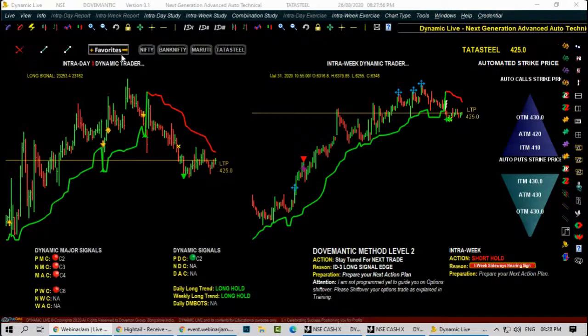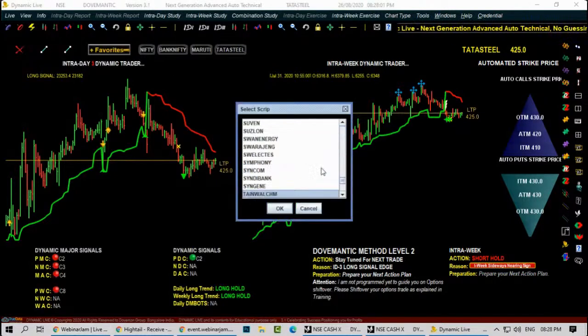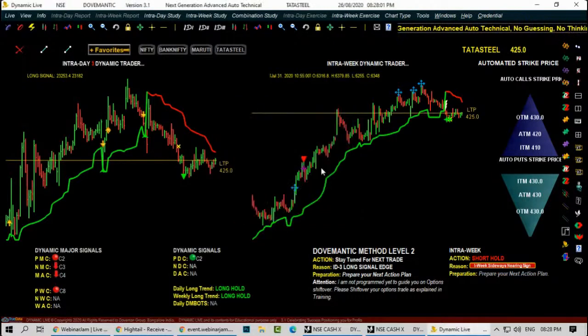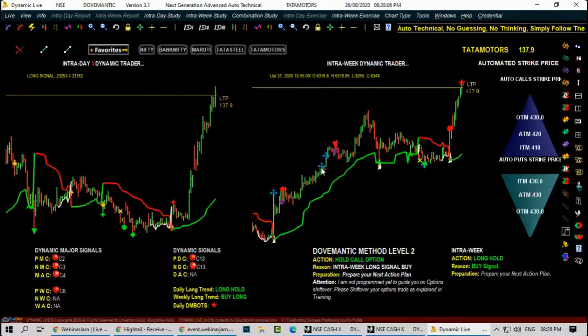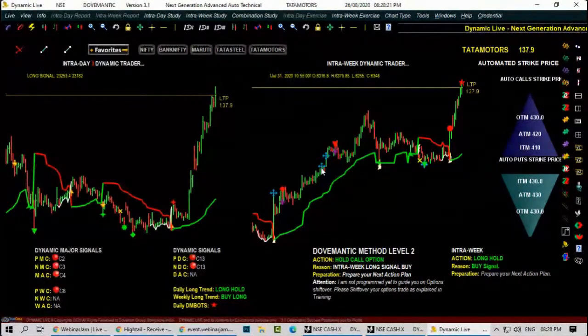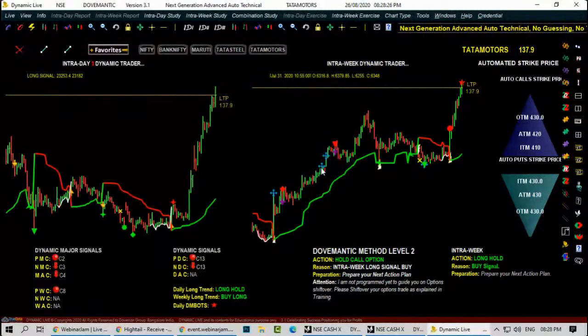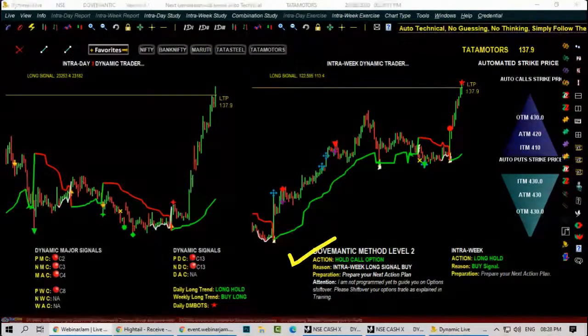And Mr. Venugopal wants to check Tata Motors. Well, this Tata Motors, we did see yesterday also in the session for investment purpose anyways. And it was trading somewhere at around 127 ranges, if I'm not wrong, as of yesterday's closing. But today it has shot up to 137.90. It is in a long-term buying mode. Now that is for investment. So if you are looking at Daumantic method, now the action information is telling us to hold call option.